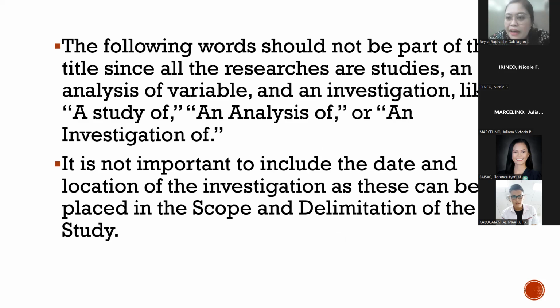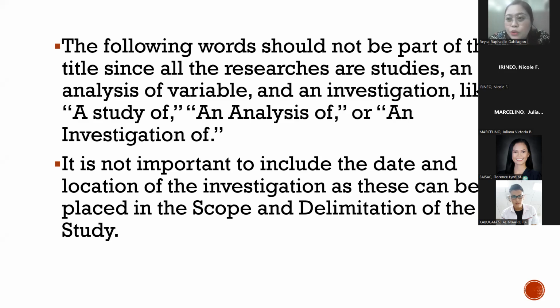Now, aside from that, your title should not include the following. Dapat hindi na siya lagyan ng a study of, or an analysis of, or an investigation of, kasi lahat ng research class ay study and analysis din siya. Okay? Scientific names. Yeah, scientific names are included in the counting. Okay? Sige. And then it is not important also to include the date.